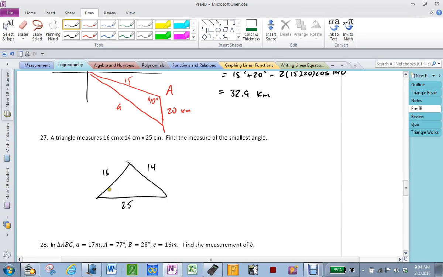It's going to be over here, isn't it? So what should I name that angle? A. Big A, because it's the angle. Now, since I need an angle, I got to use the other one, don't I? Cos A equals, what's A squared? 14. 14 squared minus the other two, right? Yeah. 16 squared minus 25 squared over negative 2, 16, 25. Yeah? Punch that in.